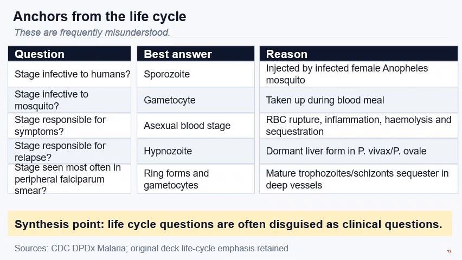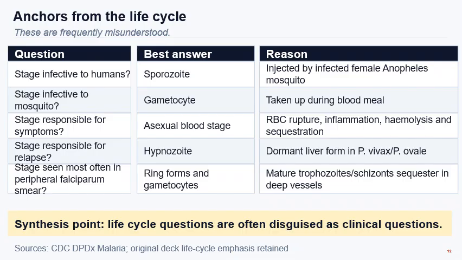Let us rehearse the high yield anchors rapidly, quick. Infective to human, then the answer should be sporozoite. Infective to mosquito, the answer should be gametocyte. Responsible for symptoms, the answer should be the asexual blood stage. Responsible for relapse, the hypnozoite of vivax or ovale should be your answer. What is commonly seen in the peripheral blood film? The answer should be Plasmodium falciparum, particularly the ring form and the gametocyte, because mature trophozoites and schizonts tend to sequester.